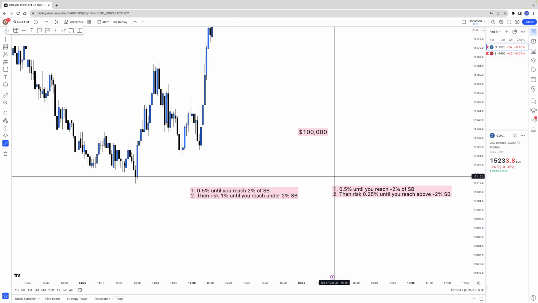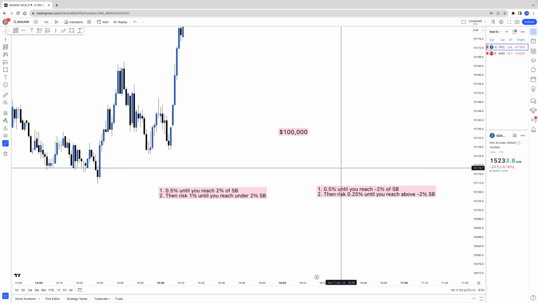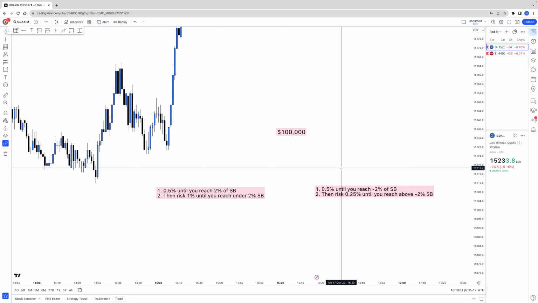Again, start the balance off risking 0.5%. Do not risk 1%. Risk 0.5% until you reach 2% of the starting balance. So your account should look like 100,000, then 102,000, and your risk should literally just be $500. That's it. Once you reach over 2% of the starting balance, that's when you risk 1%, because you've created a cushion for yourself, and you've proven to yourself with X amount of trades that you were able to reach 2%. So then you can slightly increase the risk to 1%.